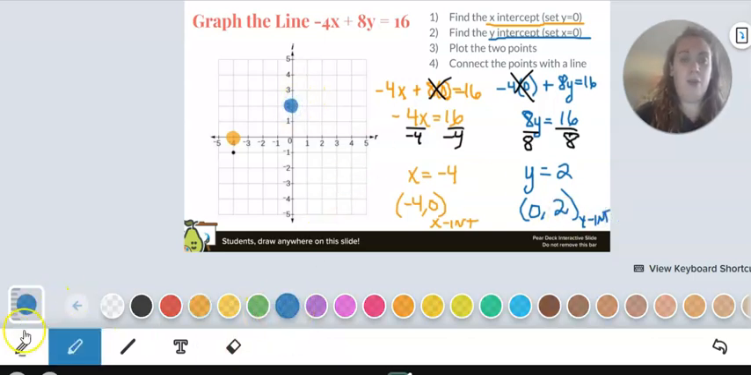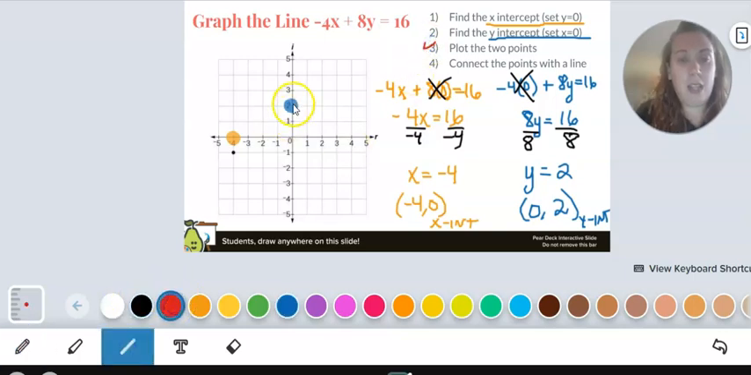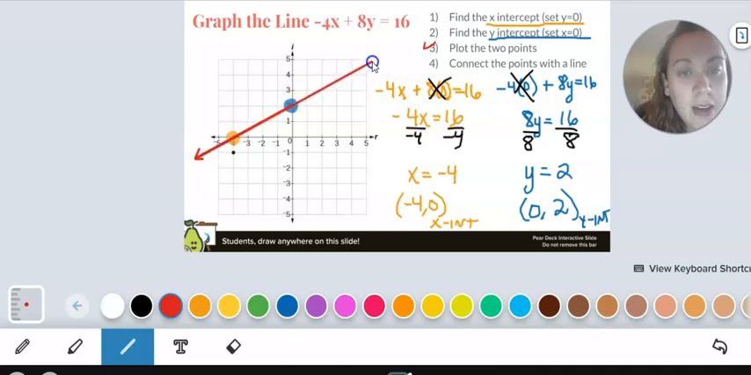Boom. We have plotted our 2 points, and now we're going to use the line tool to connect them. And here is our function. Perfect. That's the line negative 4x plus 8y equals 16. It has a y-intercept of 2 and an x-intercept of negative 4.